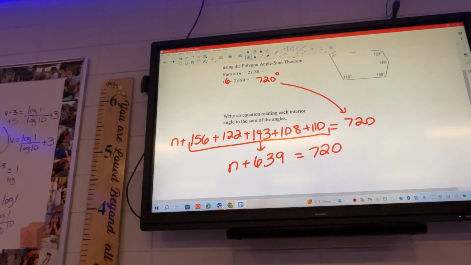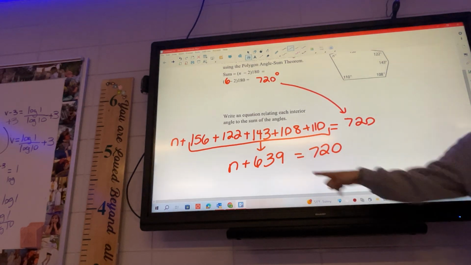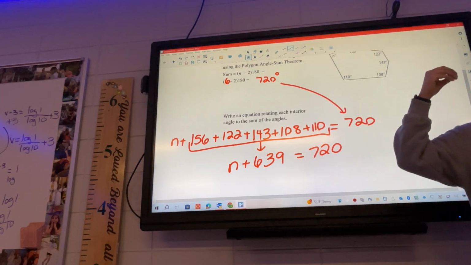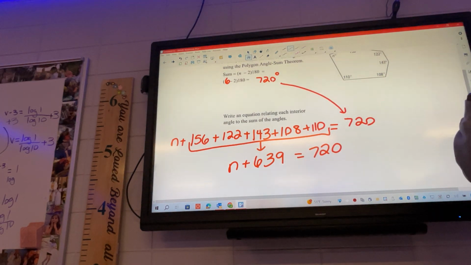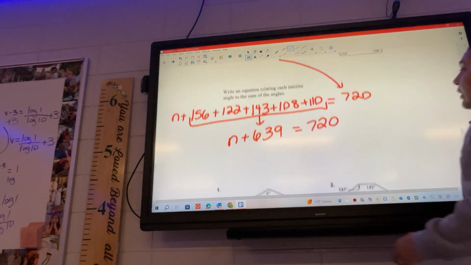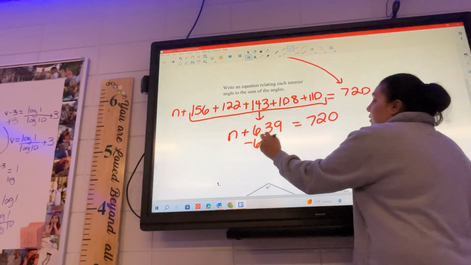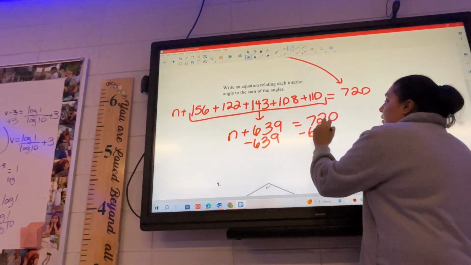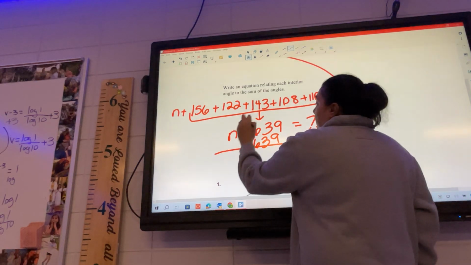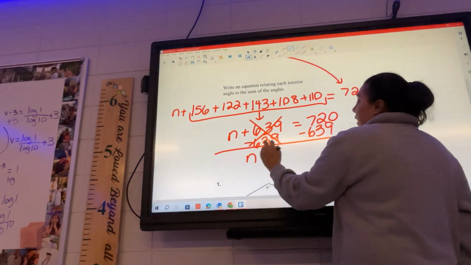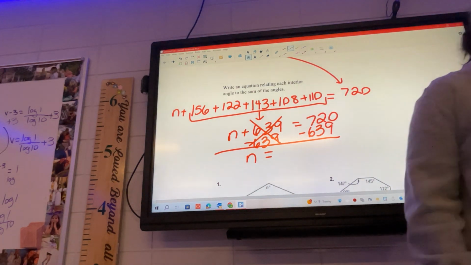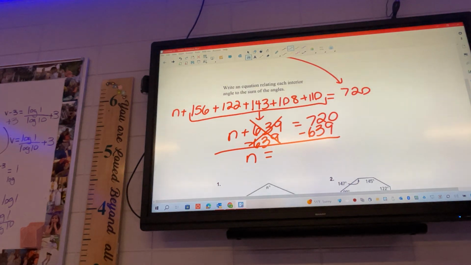Why can we not minus the 720? Because it's on the right side. Yeah, if you minus the 720 over this way, you're gonna get a negative. We're talking like terms and shapes, so you cannot do the 720, okay? So we're gonna say minus 639 on both sides. Okay, so we get n equals, well, what is 720 minus 639?